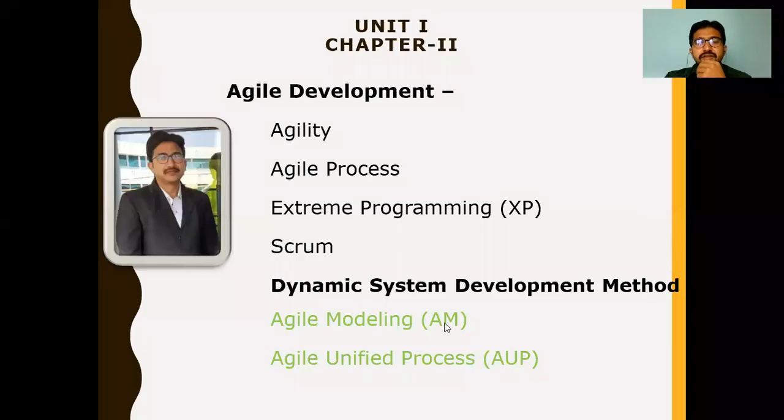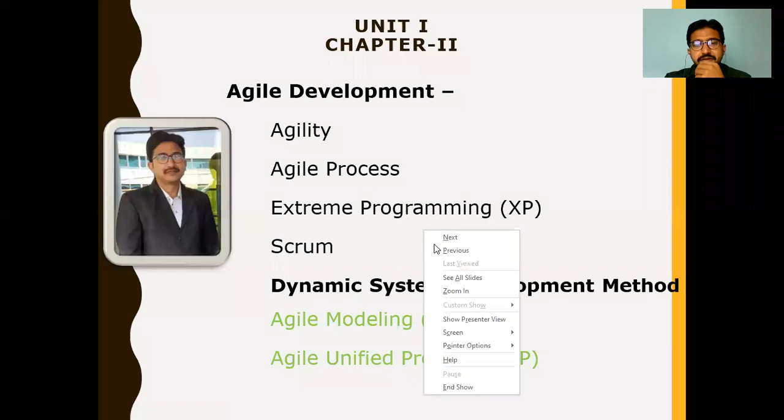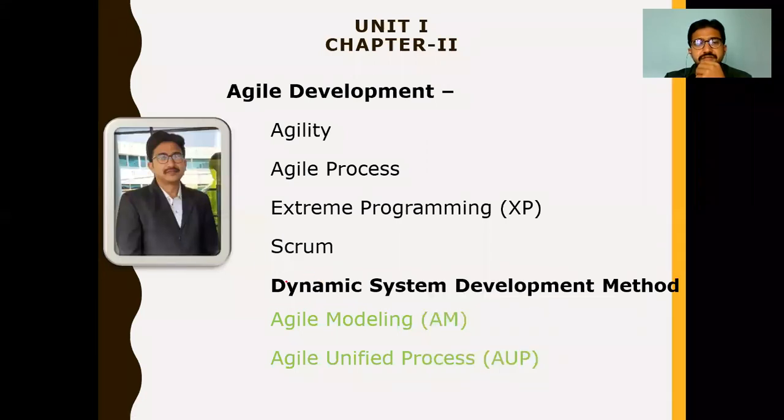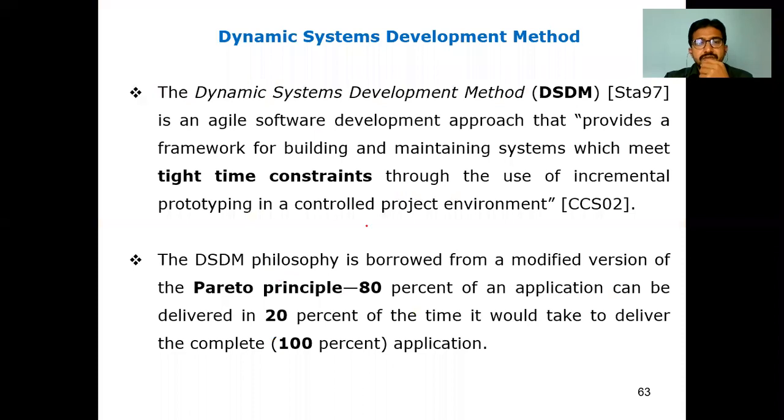Right. So today we'll see a topic called DSDM, which stands for the Dynamic System Development Method. This is one type of process model, DSDM, Dynamic System Development Model. Let me have a look inside this. So DSDM was developed in 1997.